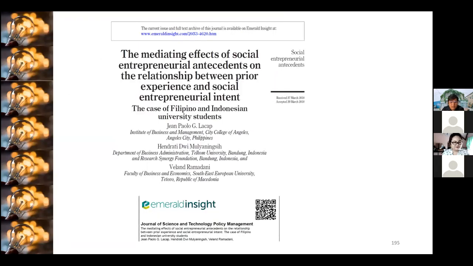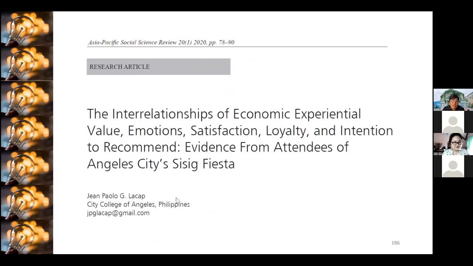So this is another paper. These are sample papers that I published in top journals. This one is from the Journal of Science and Technology Policy Management of Emerald. This one, again in 2022, I submitted a paper and it was successfully published at Asia Pacific Social Science Review. Okay, this one has something to do with tourism marketing about the Angeles City Sisig Fiesta.